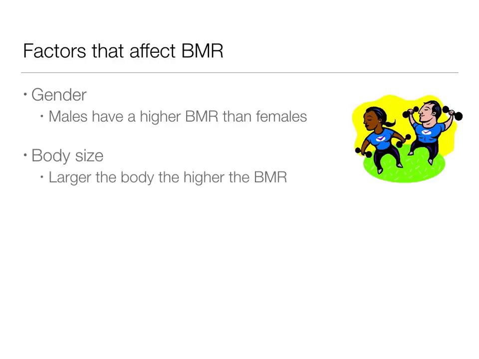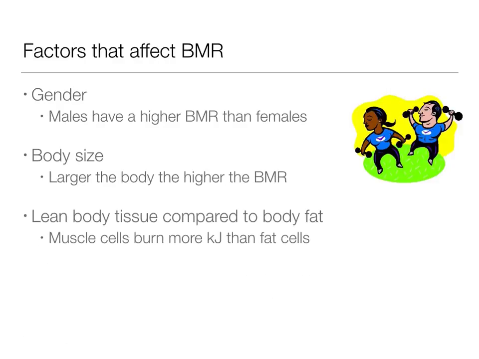Another factor is body size. A larger body mass will have a higher BMR due to the larger amount of energy required for basic functioning. A higher proportion of lean body tissue compared to body fat will also increase BMR, which is why resistance training and weight-bearing exercise is encouraged in people seeking to increase their metabolic rate, as muscle cells burn more kilojoules per hour than fat cells.